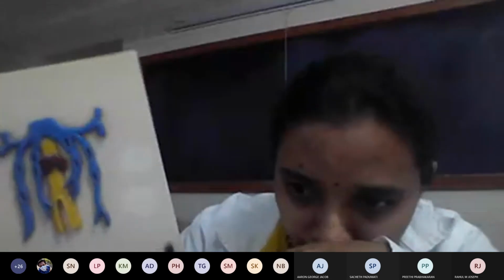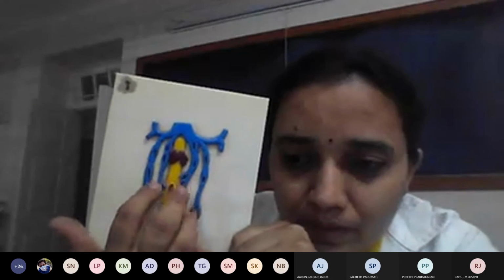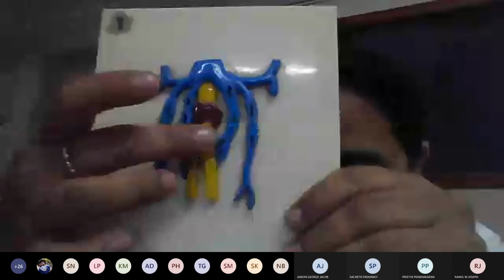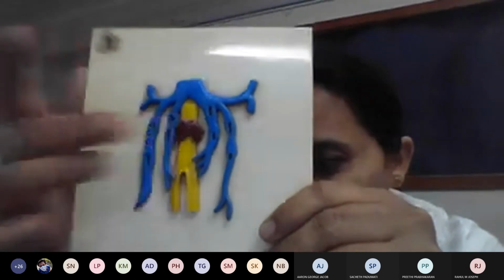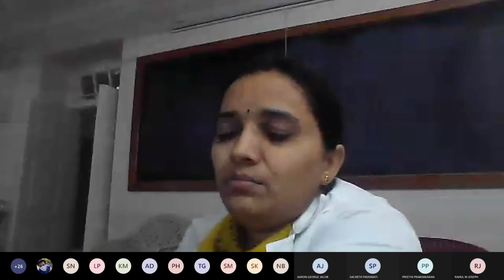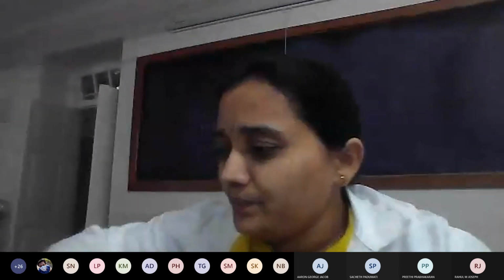This is portal vein development. This is a plate. The middle one is the vitelline vein. This yellow one is the developing gut, that is the duodenum. Brown one is the liver. So the different stages of development of the portal vein I have put in the PPT that I will share. Next stage. This is the final stage, the fully formed portal vein. These are some of the models of CVS.